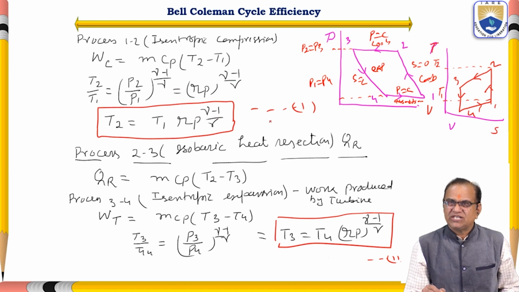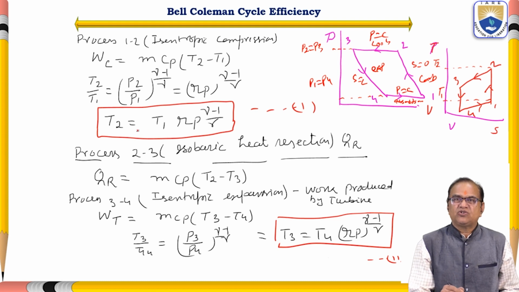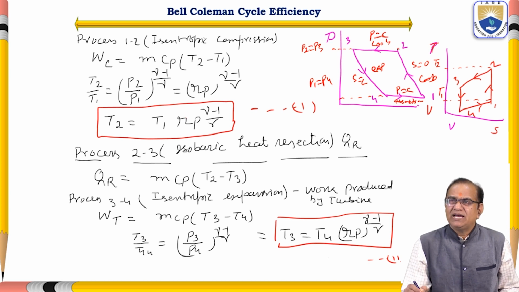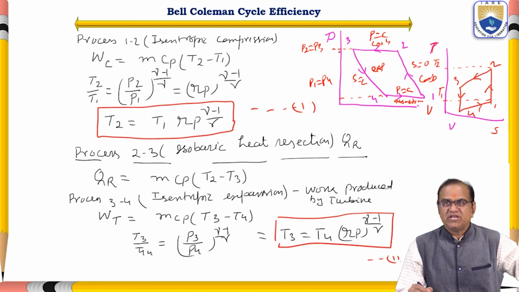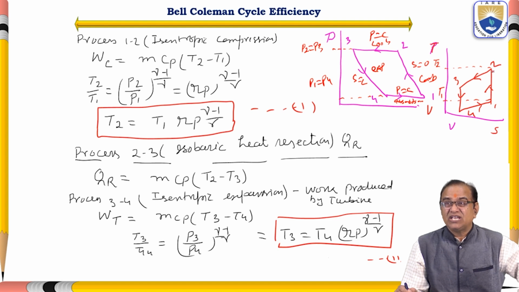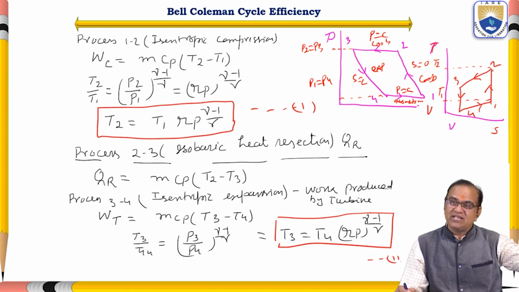We got the first equation, the relation between T2 and T1 in context of the compression ratio. Now if you see the process 2-3, this is an isobaric process where P2 is equal to P3. But if you see this TS diagram, temperature is falling down. It means T2 is greater than T3. So we have to write T2 minus T3, not T3 minus T2 as we have done previously in our Brayton cycle.